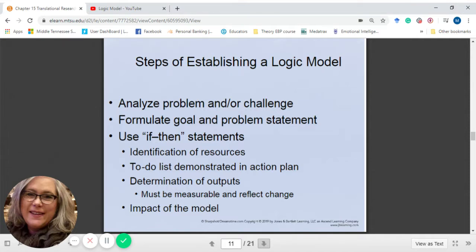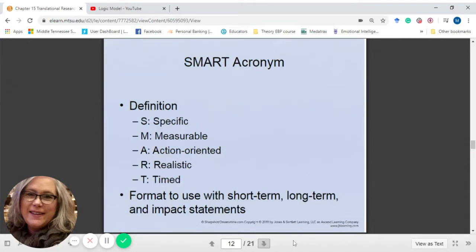And to the steps of the logic model, we look at a problem, we formulate the goal and the problem statement. We use if-then a lot. What sources do we have? What is our to-do list? What will our outputs be? We need measurable outputs and they reflect a change. And what are the impacts of that model? We can use the SMART acronym, specific, measurable, action-oriented, realistic, and timed for our long-term, short-term, and impact statements.